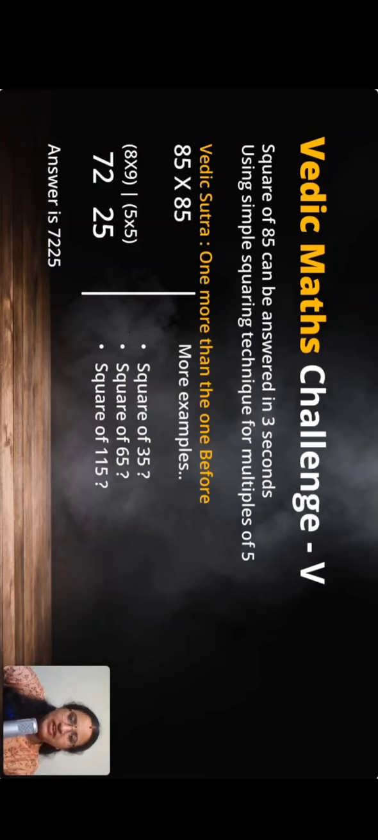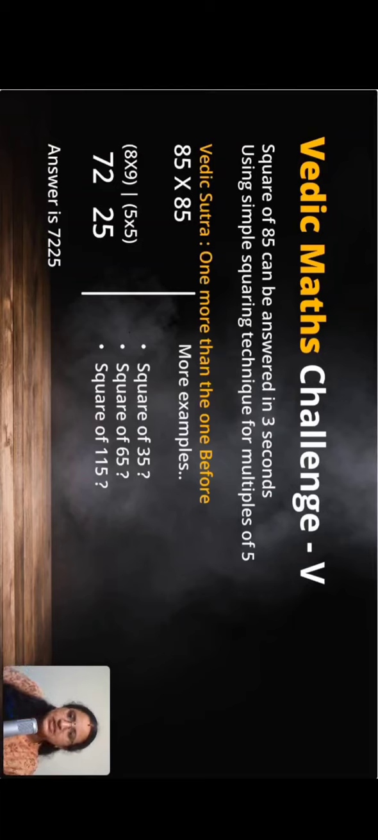Exactly. Hope you got it right. Many of you started answering. So looking at 35 square. Square is nothing but multiplying the number to itself. 35 square is nothing but 35 into 35. So what we will do, looking at 3, what is the next number? 4. 3 fours are 12. Attach 25 to it. So 1225 is the answer.